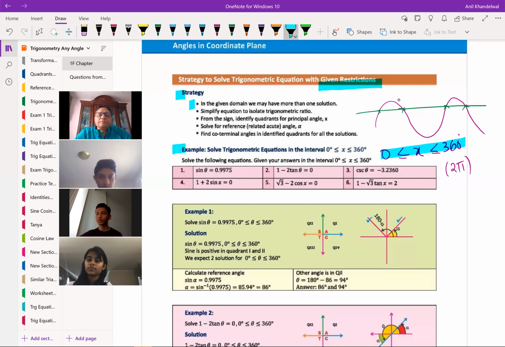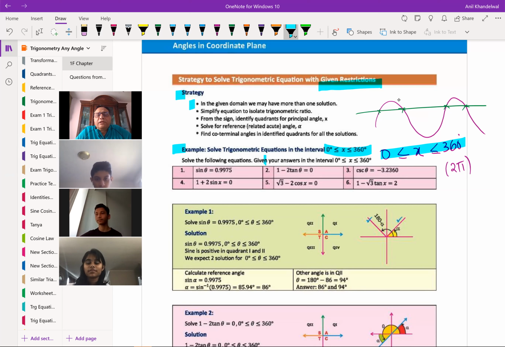Solve trigonometric equations in the interval 0 degrees ≤ x ≤ 360 degrees. That means one full cycle of any trigonometric function. So solve the following equations, giving your answer in the interval from 0 to 360 degrees.